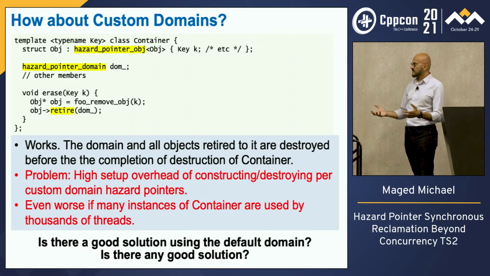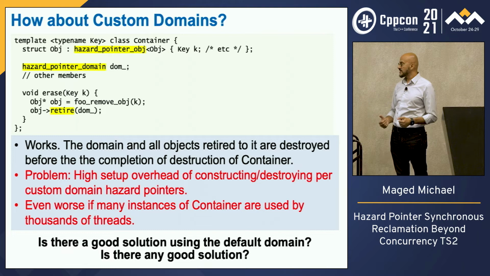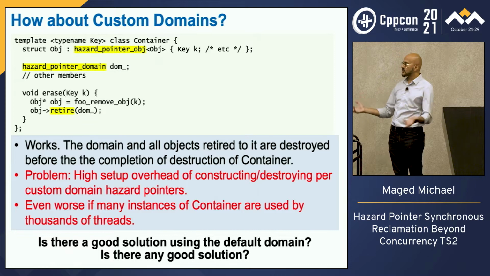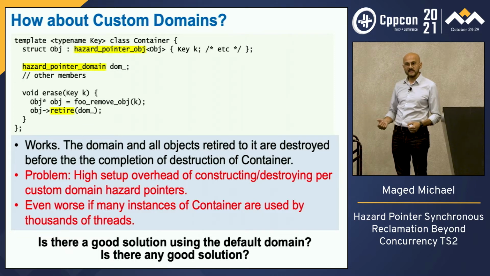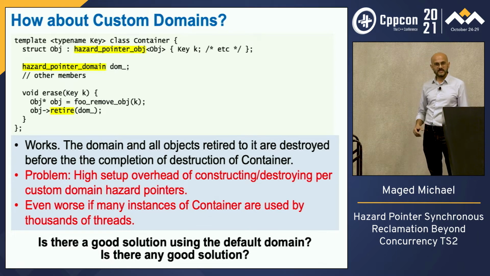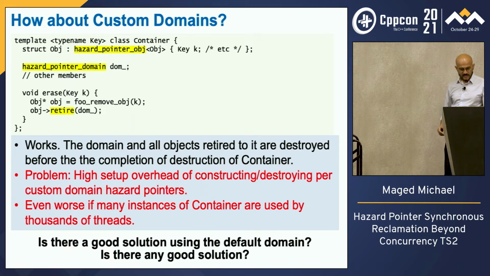But what if we have a large number of instances of this container? Like, for example, Folly concurrent hash map. There's all kinds of uses of that. And some of these containers can be used by thousands of threads. And now we have the overhead of constructing all these new hazard pointers and then destroying them all at the end of the lifetime of the domain. So it's not a good general solution. It's not robust. So the question: are there any good solutions for the default domain, or even any good solutions?